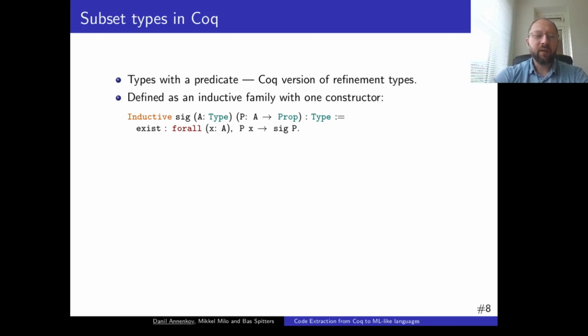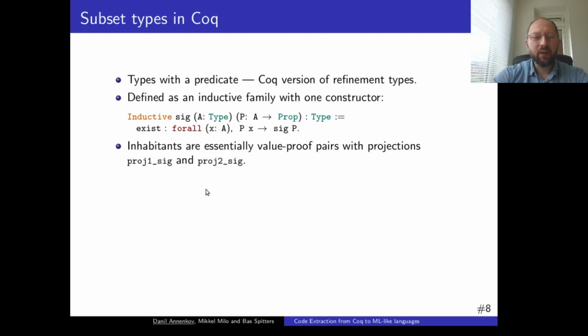In Coq itself, it's defined as an inductive family with one constructor. The inductive family is called sig, and the constructor is called exist. The constructor takes a value and a proof that some predicate holds for this value. So you can think of inhabitants of this type as value-proof pairs with two projections. The first projection can be used to get the value out of it, and the second projection to get the proof.